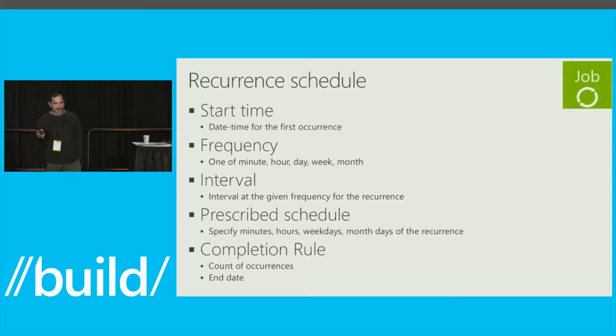And then lastly, we have a completion rule. So that completion rule allows you to describe the semantics for how the job will complete. So you can either have a count of occurrences. So I only want this job to run 10 times. You could have an end date. I want this job to only run through the end of the year, or I want it to run till tomorrow. Or you just don't supply any, it'll run infinitely.